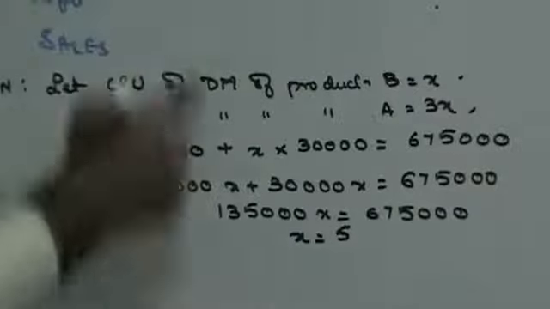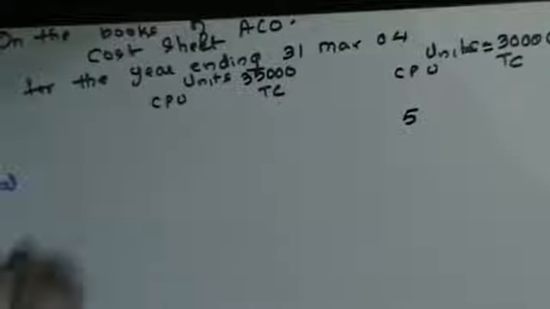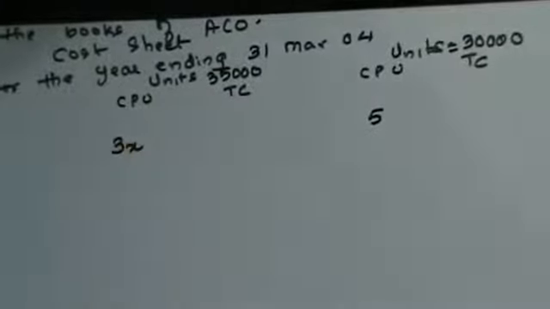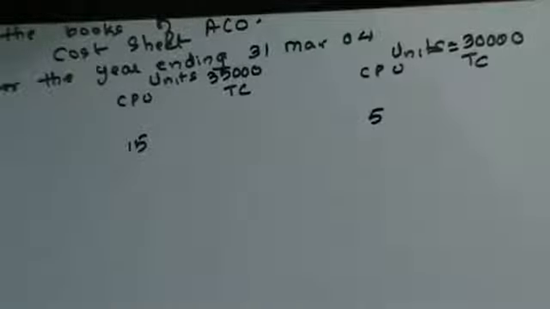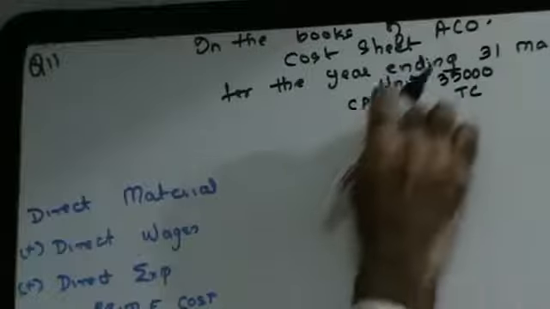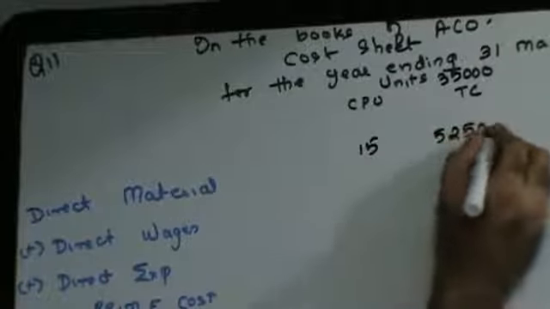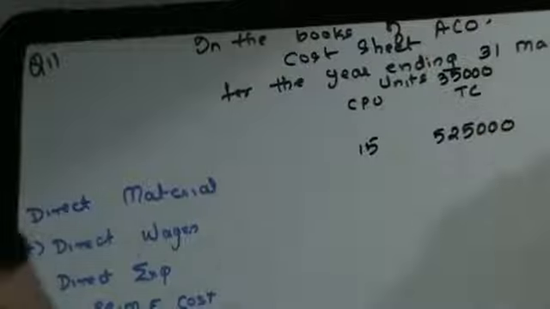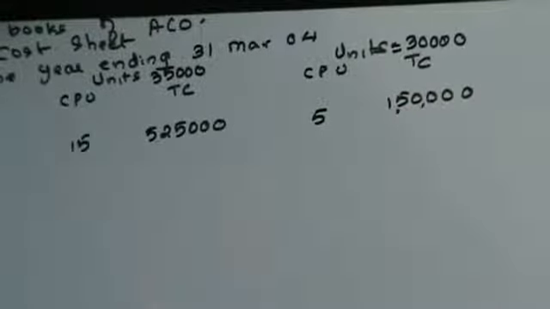Let's record this. So CPU of direct material for product B is going to be 5. For product A it is 3 times that, so 5 threes are 15. How do I get TC? CPU into units will give you TC. So 15 into 35,000 is 5,25,000. And this will be 5 into 30,000, 1,50,000. Right? Next, let's move on ahead.